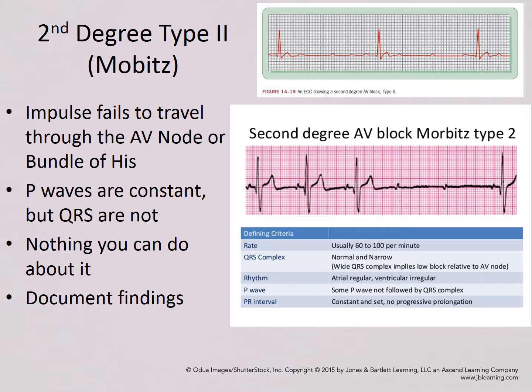But how this is different from the other type of second degree AV block is that in the other one, progressively the PR interval got longer until it was dropped. With this one, you just don't have your QRS. It's not that the PR interval gets longer or anything like that. It's just all of a sudden the QRS isn't there. Let's go on.